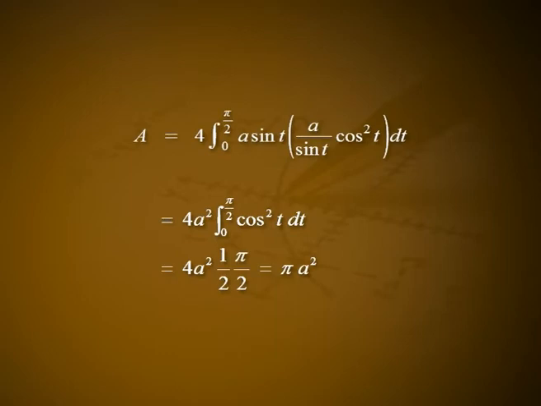So, A is equal to 4 times integral from 0 to pi by 2 of a sin t into a by sin t cos square t dt, that is equal to 4a square into integral from 0 to pi by 2 of cos square t dt, that is equal to 4a square into 1 by 2 into pi by 2, which is equal to pi a square.